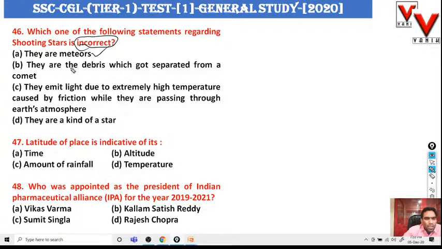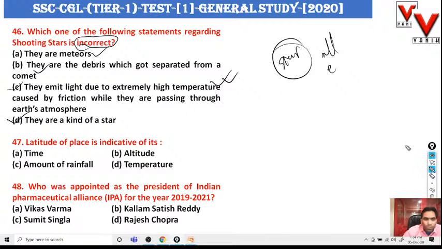Statement B: they are debris which got separated from the comet. This is also right. They emit light due to extremely high temperature. Everybody must know that stars have light because of their high temperature. All the stars emit light because of their high temperature, so this is also correct. Caused by the friction while they are passing through the Earth's atmosphere. They are kind of a star? They are not a kind of star. So the right answer is D.